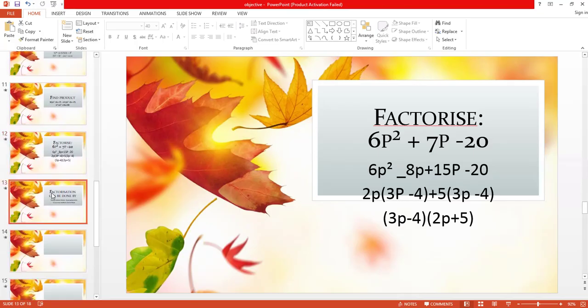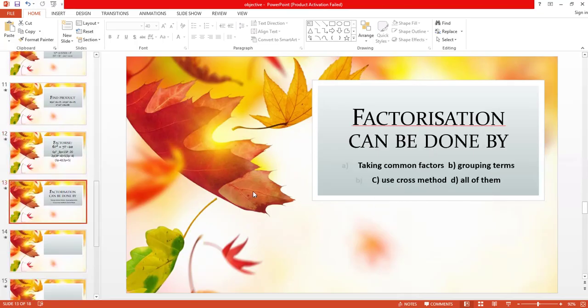Now this one is the last one. Factorization. Well, you know that factorization is the reverse of expansion. So how do we do factorization? By taking common factors, by grouping terms, using a cloze method, all of them. Yes, all these options are the correct one. So we have to encircle the last one.